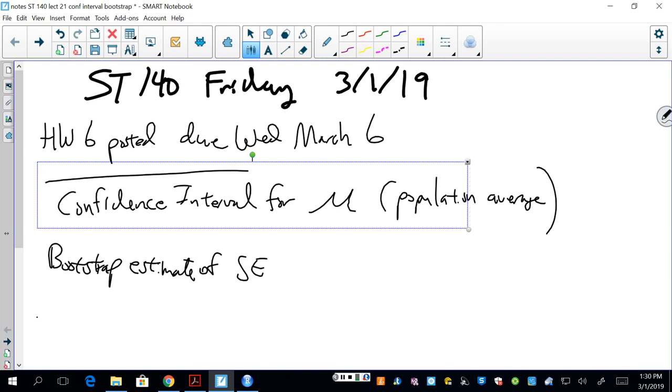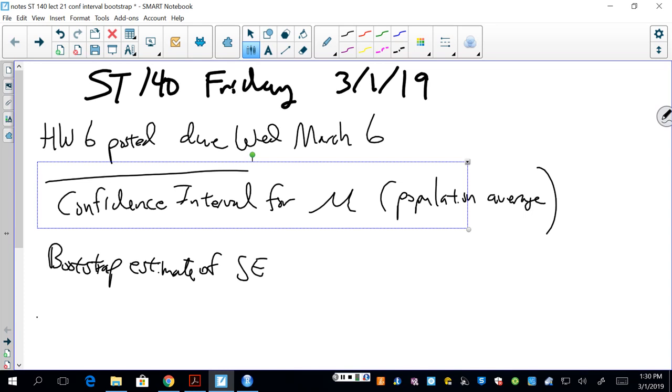Homework 6 is posted for the class. It has some book problems and a little bit of computing to look at, apply some confidence intervals to data, and do this procedure called a bootstrap with a standard error.